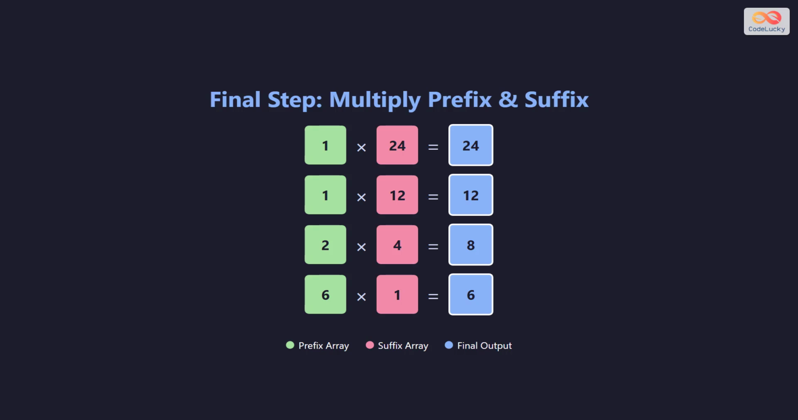Now we have two arrays, one with the left products and one with the right products. To get our final answer, we simply multiply the values at the same index from both arrays together. For example, at index 0, 1 times 24 is 24. This gives us the correct result without ever using division.